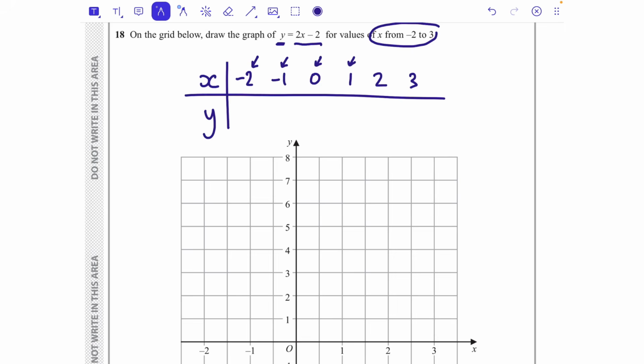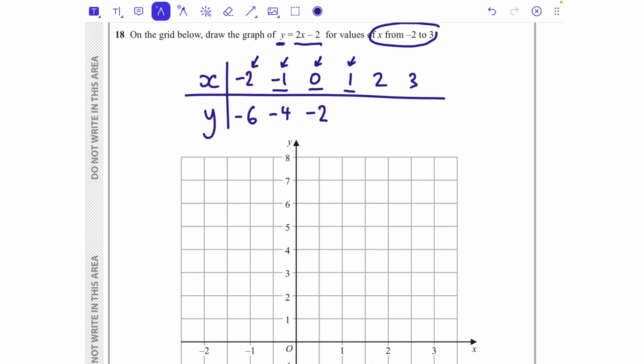So what is 2 lots of minus 2? That would be minus 4. Take away 2 more takes you down to minus 6. 2 lots of minus 1 is minus 2. Take away 2 more takes us down to minus 4. 2 lots of 0 is 0. Take away 2 takes you down to minus 2.